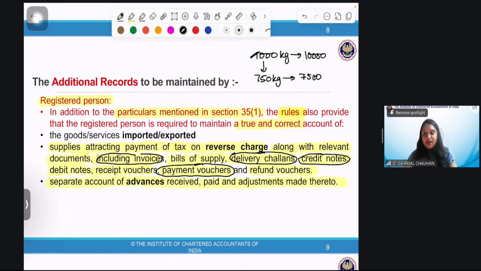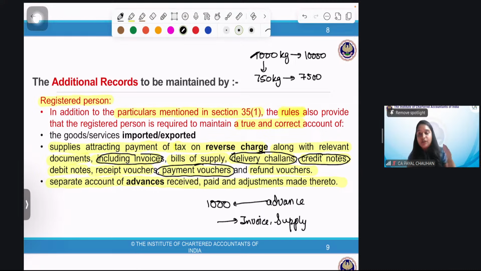Okay, Ashlesha, the question is to you now. You gave me 1000 rupees advance. But the problem was I did not issue the invoice, and the supply was also not made. Now, what will I do? Very good. I'll issue a refund voucher. Very good. Next question to you people is, now tell me.